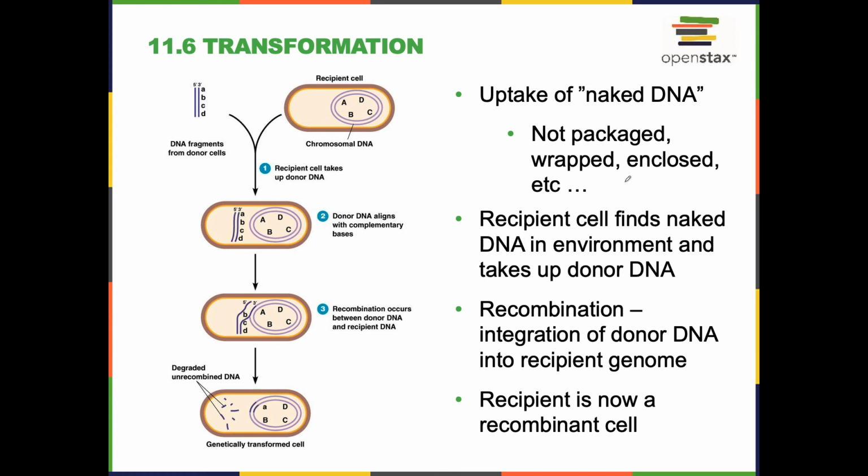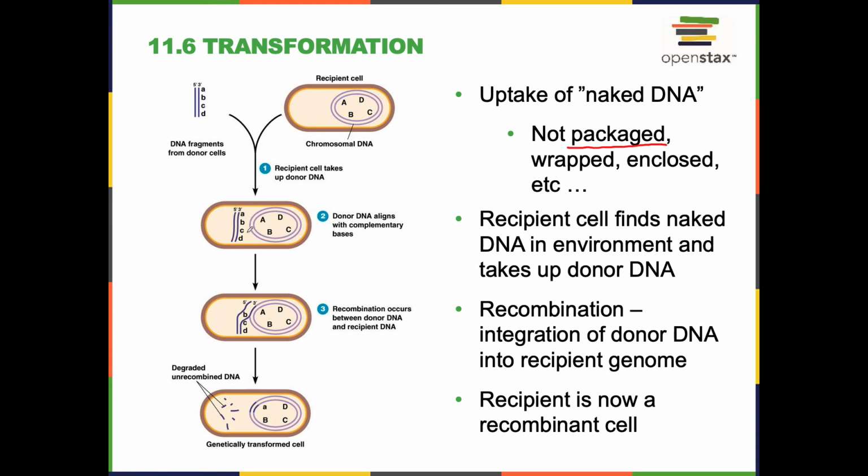Transformation is the uptake of what we call naked DNA. DNA that is not packaged, that is not wrapped, that is not enclosed in anything. It's just DNA. So here we have this recipient cell that's all like walking around, right, or crawling around in this primordial ooze, and then along the way it finds this DNA. It's just DNA, right? This recipient cell then takes up this DNA and puts it into its cell, right?